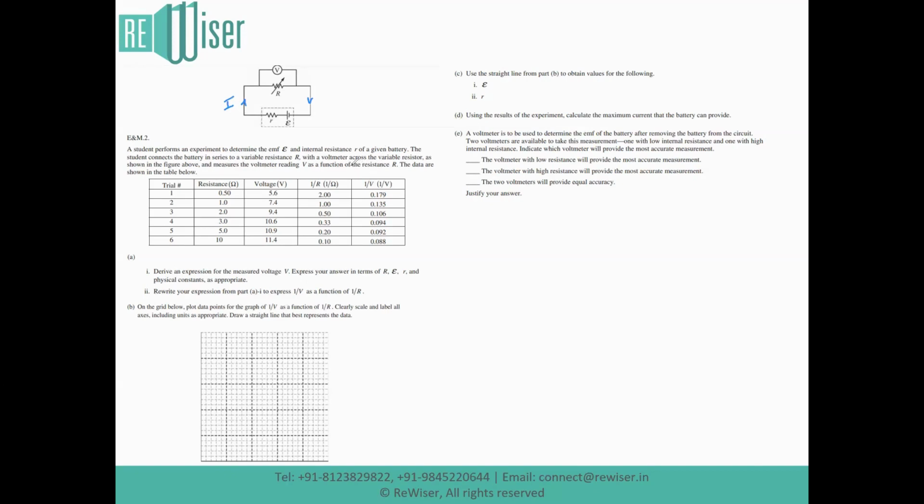There is no need to use KCL further because there is just one single loop. We will try to use KVL. We can start from the top left of the circuit. We will assume polarities for all devices used here. So starting from the top left, going clockwise, we get the equation plus IR minus epsilon plus I into small r is equivalent to 0. Rewriting the equation, you get epsilon is equal to I into small r plus capital R.